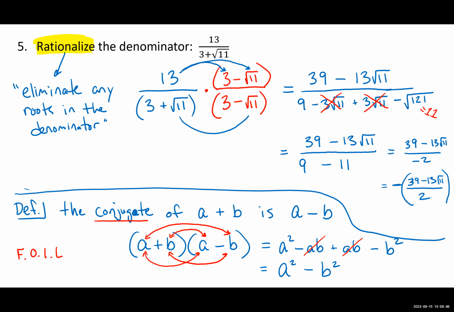So what we basically want to do here is take that. We don't usually leave a minus sign on the bottom of a fraction. If we move that basically to the top, right? If that minus sign affects the top, the 39 becomes negative and the 13 square root of 11 becomes positive. So we could actually rewrite this as 13 times the square root of 11 minus 39, all divided by 2.